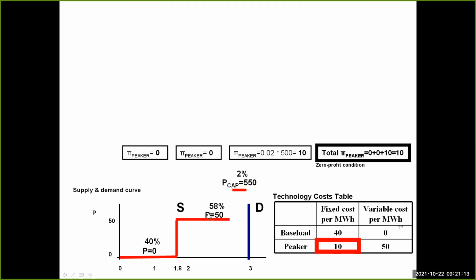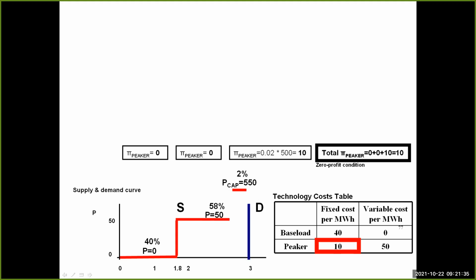Because think of it, a lot of the time the price is exactly 50, 58% of the time. 40% of the time the price is actually 0. But you don't see that because you pay the average price. And then sometimes it will be 550. So consumers will just buy the electricity like normal.